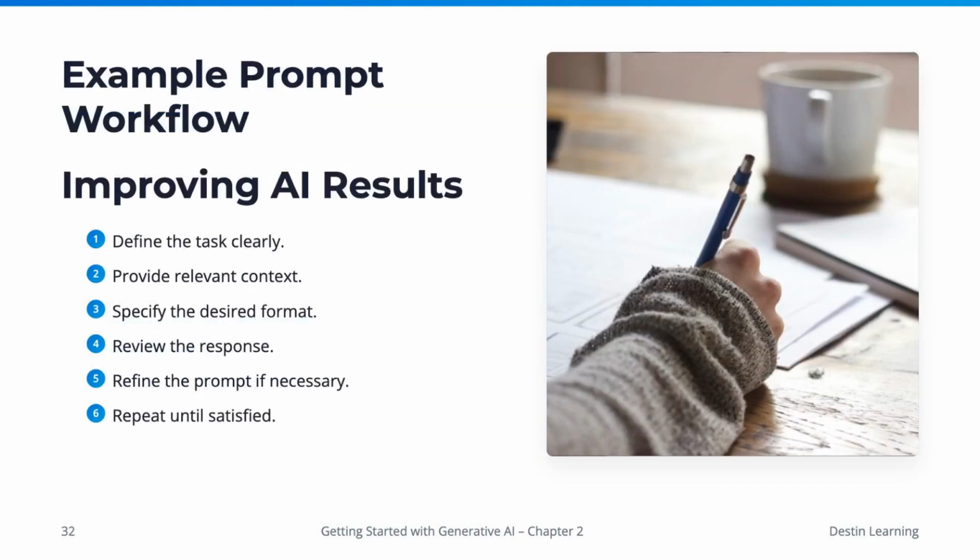To put these best practices into action, here's an example prompt workflow for improving AI results. 1. Define the task clearly. State exactly what you want the AI to do. 2. Provide relevant context. Give the AI any background information it needs. 3. Specify the desired format. Tell the AI how you want the output structured. 4. Review the response. Carefully examine what the AI generates. 5. Refine the prompt if necessary. If the response isn't quite right, adjust your prompt. 6. Repeat until satisfied. Continue refining and generating until you get the perfect output.